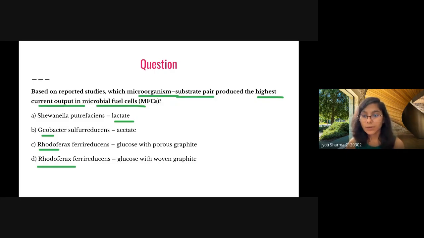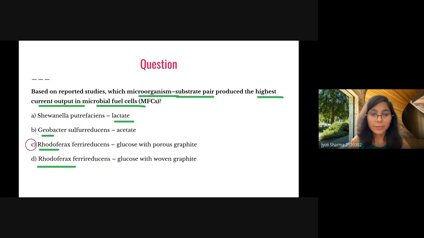Okay, so I got D and C answers. Let me see what is the right one. So C is the right one. So we will use Rhodoferax, and substrate will be glucose with porous graphite. Then we will have the highest current output.